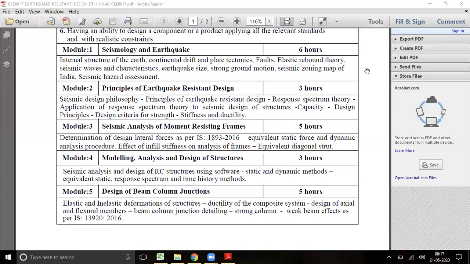Now let us discuss our J component project. Are you listening? Yes, sir. Yes, sir. Okay.